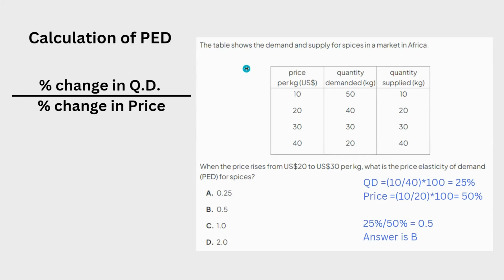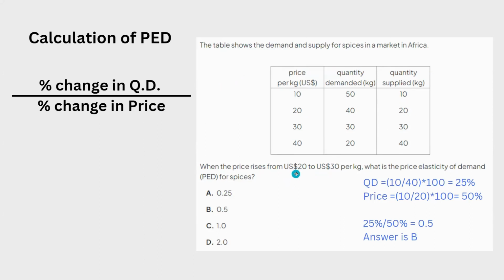The table shows the demand and supply for spices in a market in Africa. So there's the price, there's quantity, and we have quantity supply. And the question is, when the price rises from US $20 to US $30 per kg, what is the price elasticity of demand for spices? So let's see how to do this question.